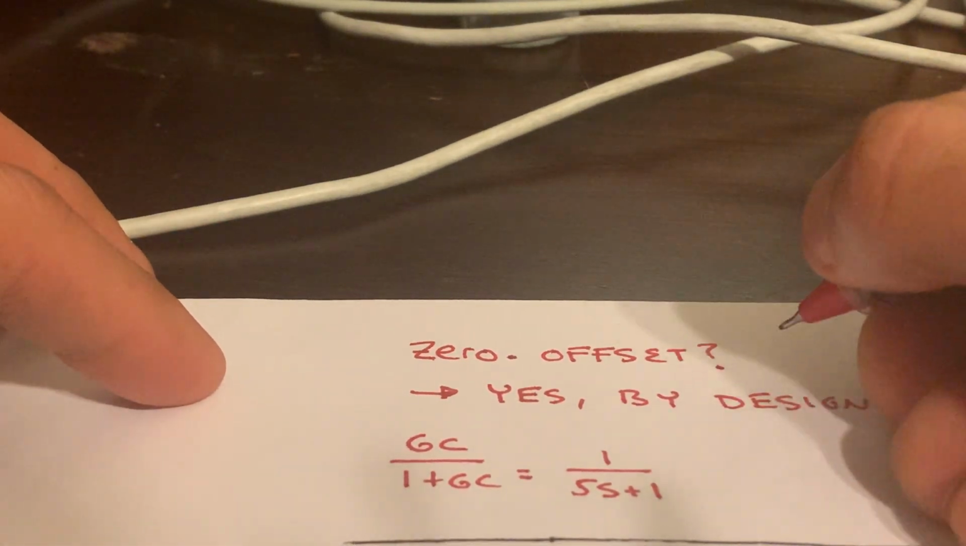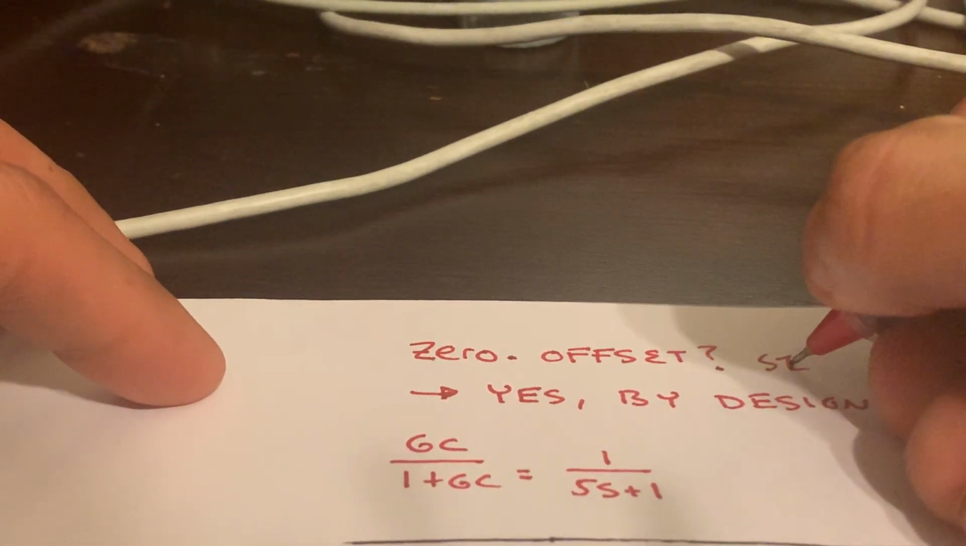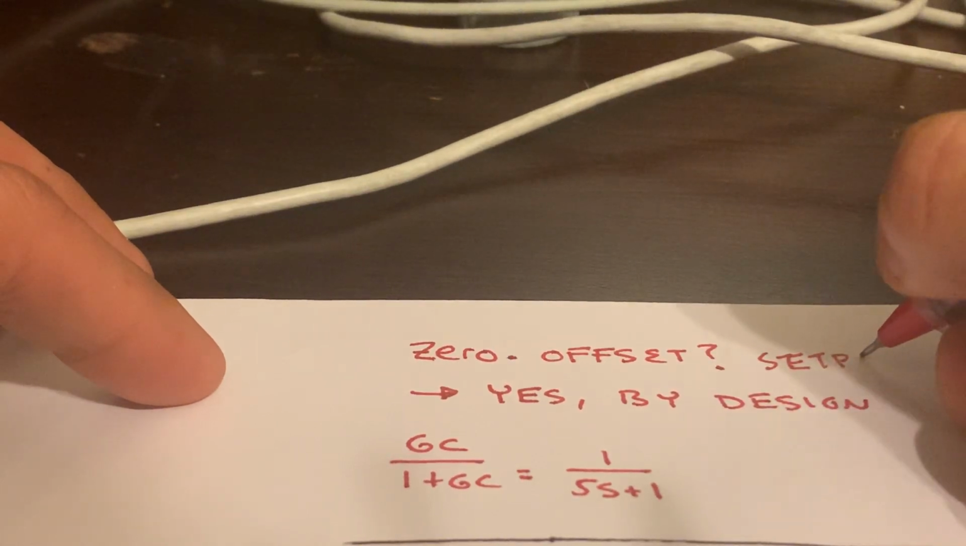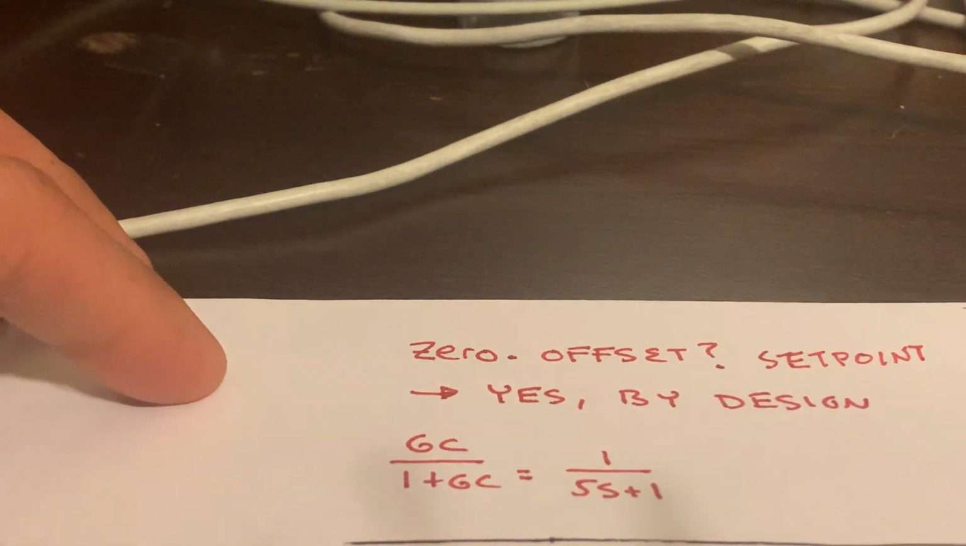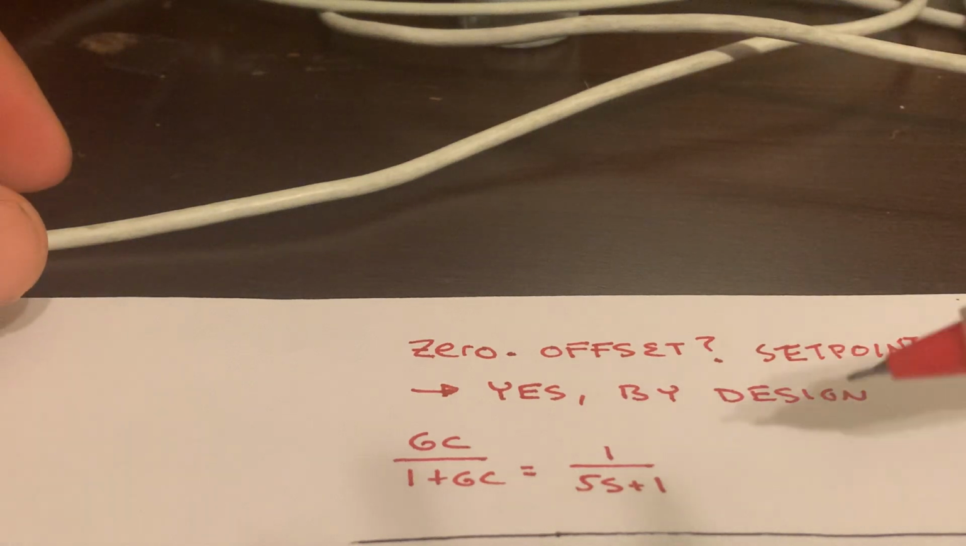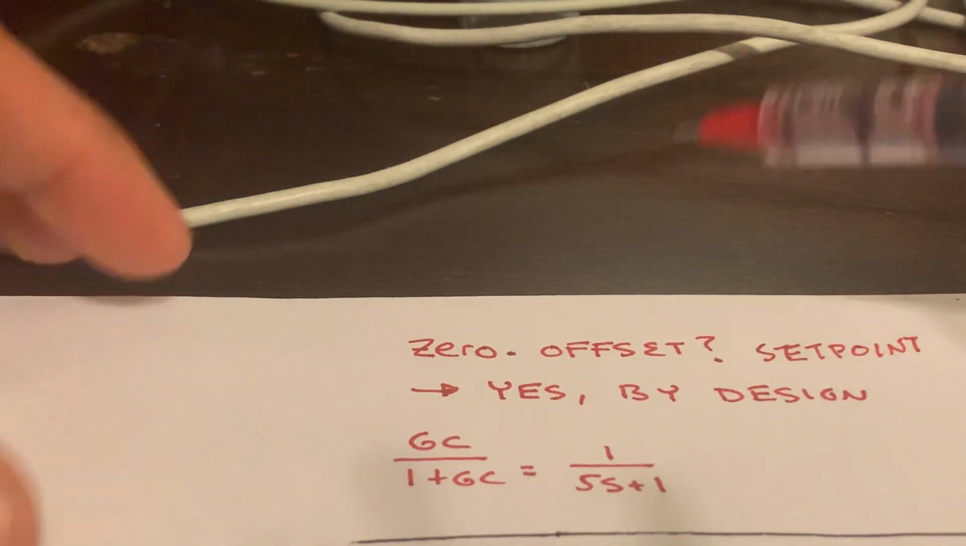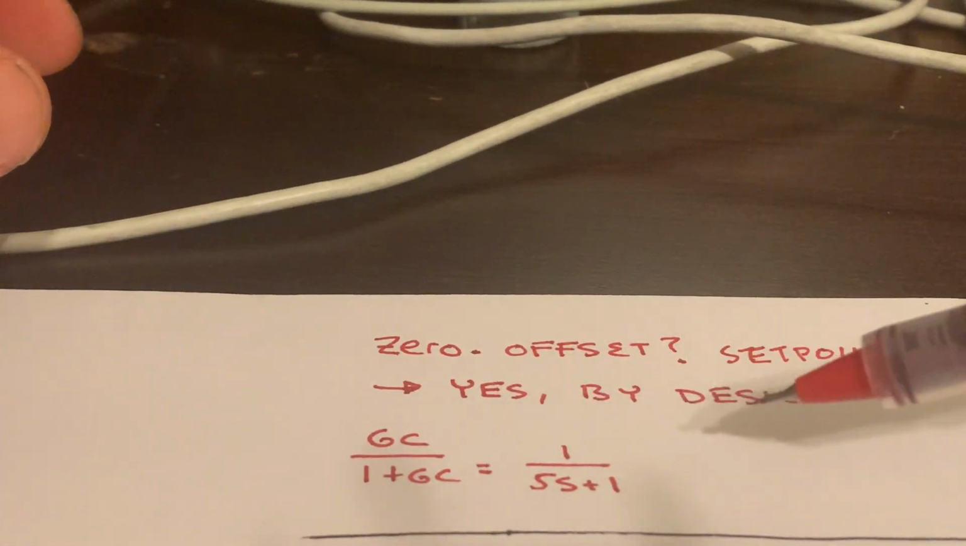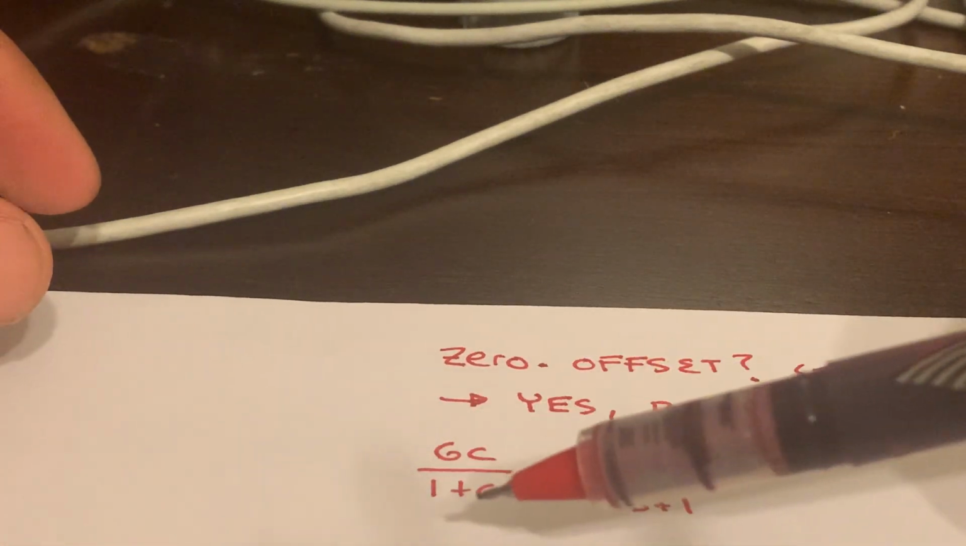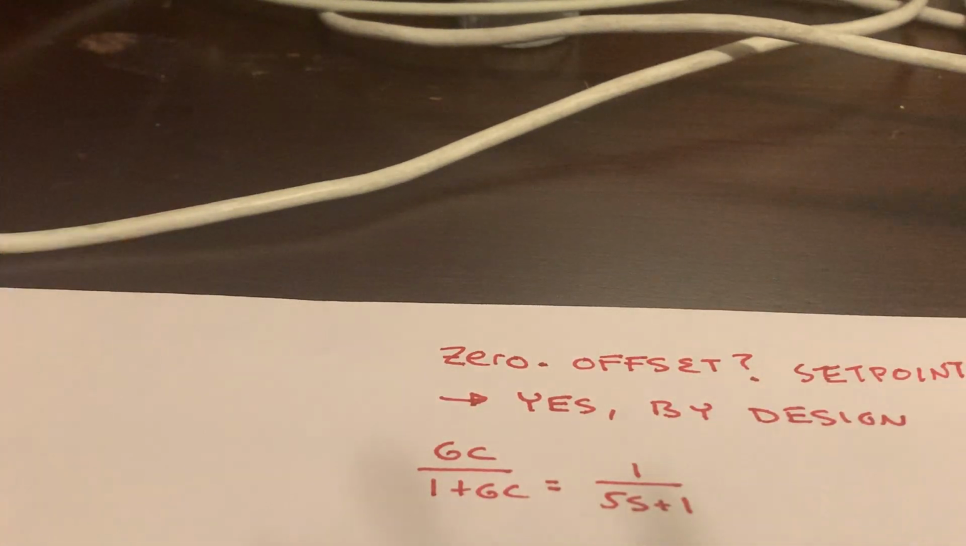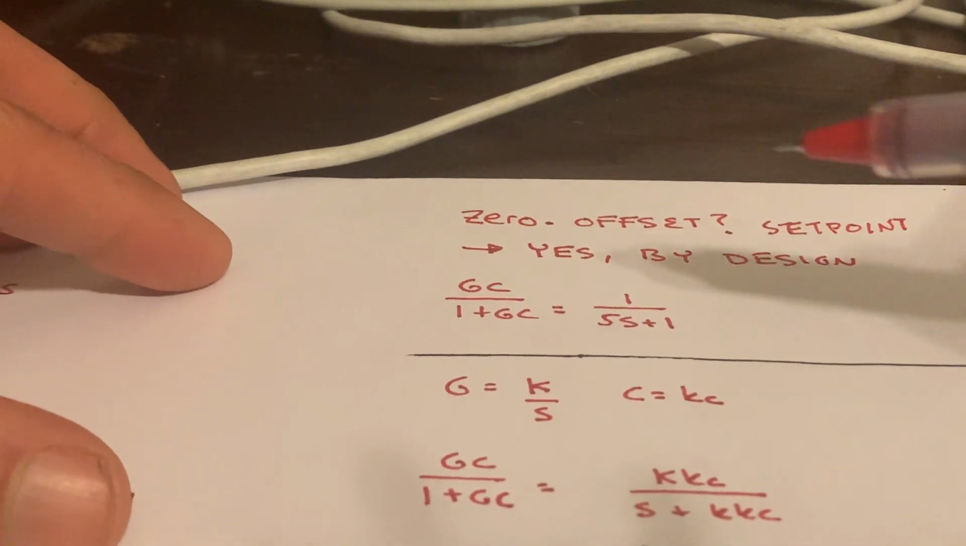I should emphasize this is for the set point. What I didn't talk about is disturbance, which I'll get to in a second. So regarding the set point, the answer is yes by design. We get GC over 1 plus GC is 1 over 5s plus 1, right?